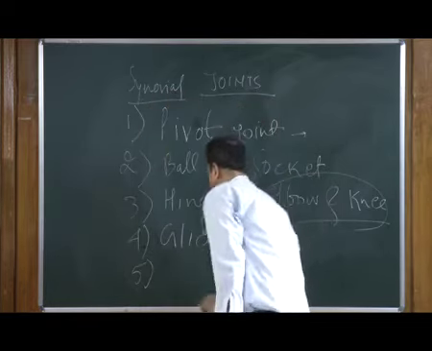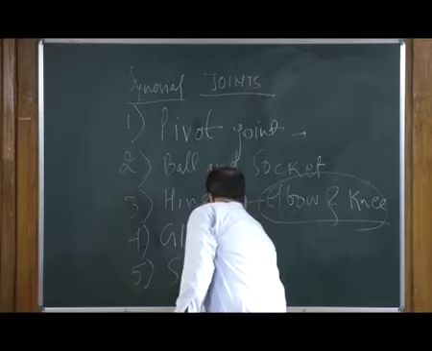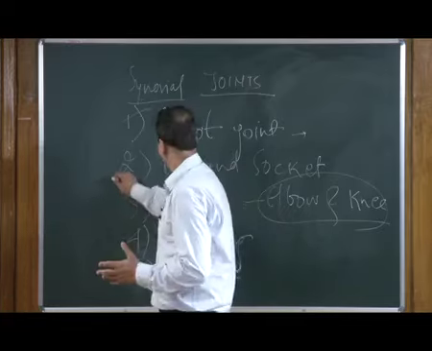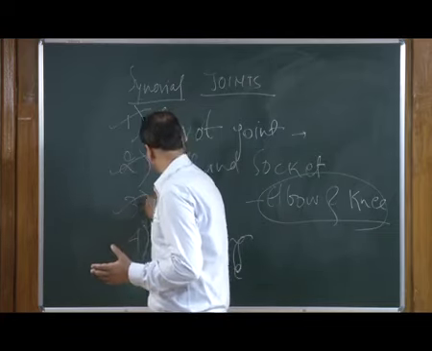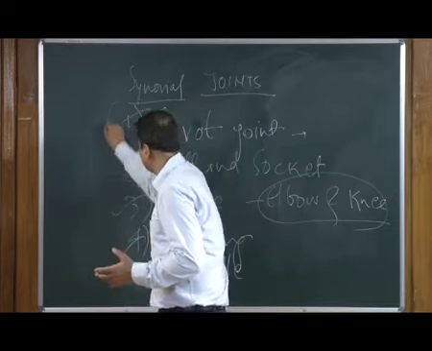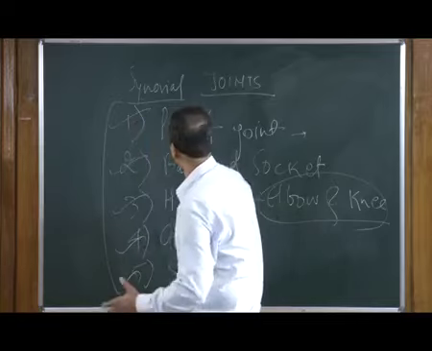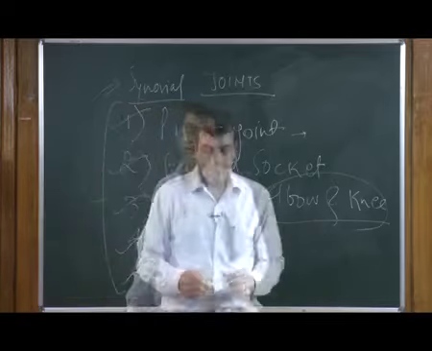This is called saddle joint. First joint, pivot, then ball and socket, hinge, gliding and saddle. So these are the 5 examples of the synovial joint.